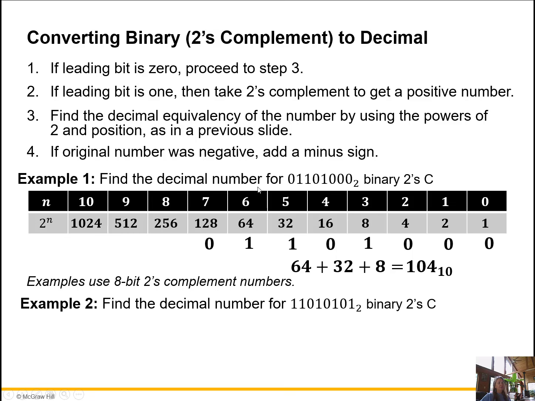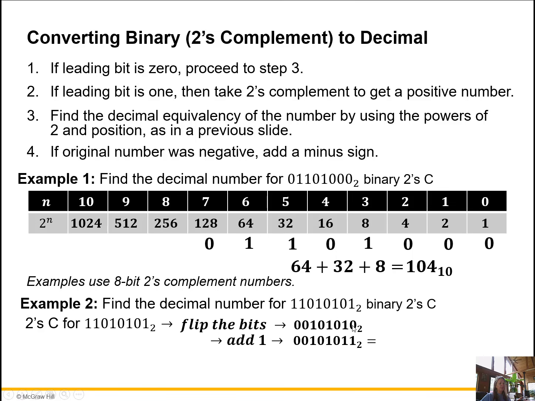Okay, so if the lead bit is a 1, take the 2's complement to get the positive number. All right. So the first thing I do is the 2's complement for this number. I'm going to flip all the bits and then add 1. So there's me flipping the bits. There's me adding 1. And now I look up here at the top and I go, okay, I've got a 1, I've got a 2, I've got an 8, and I've got a 32. So there they are. I've got 32, 8, 2, 1, and this number is then 43.